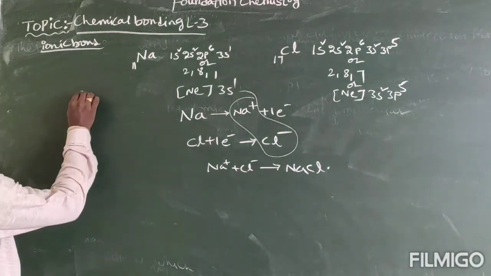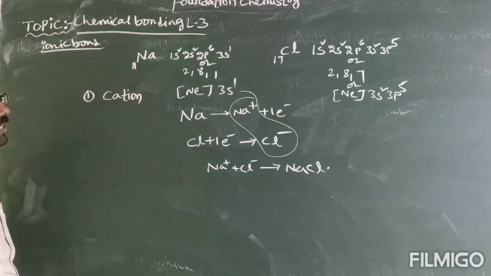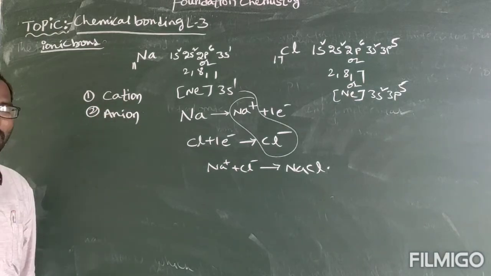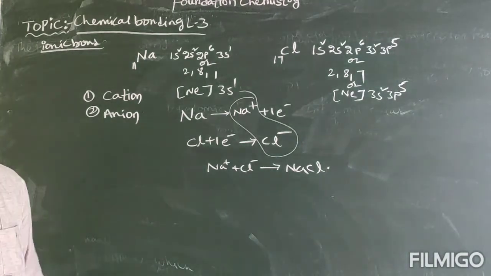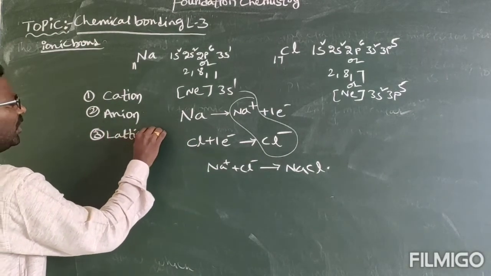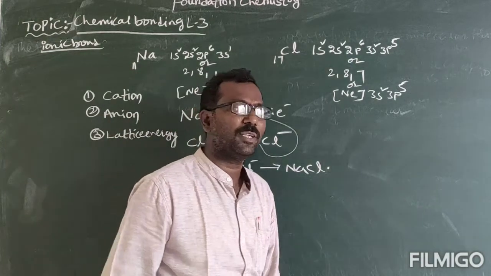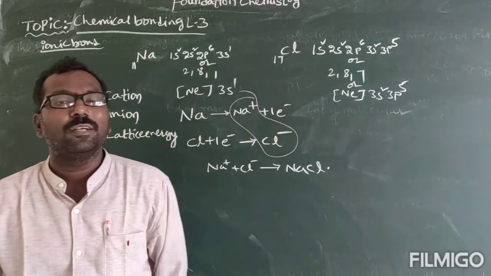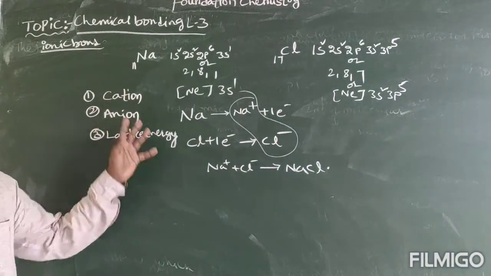First one, what? It depends upon the cation. It depends upon the anion also. It depends upon the cation, the anion, and also on the lattice energy. Already we had a clear discussion of what lattice energy is. The amount of energy released during formation of one mole of a crystal lattice structure is called its lattice energy.